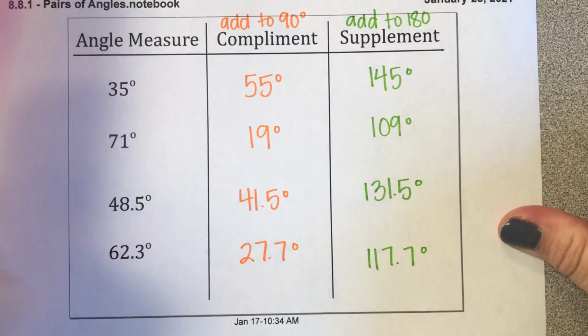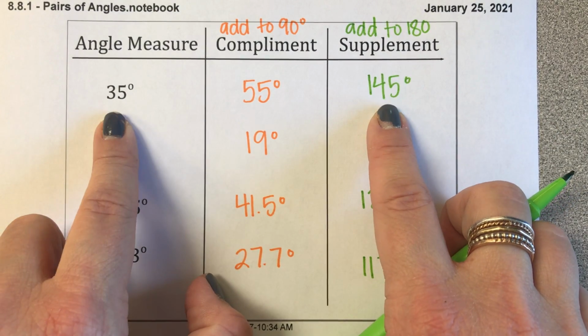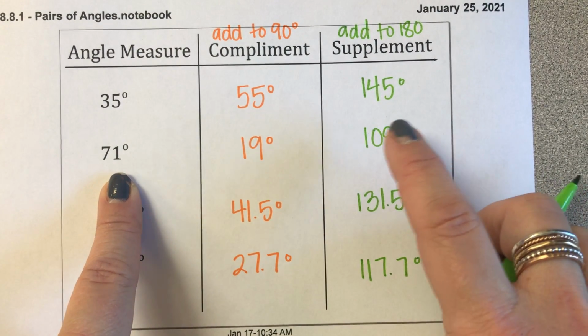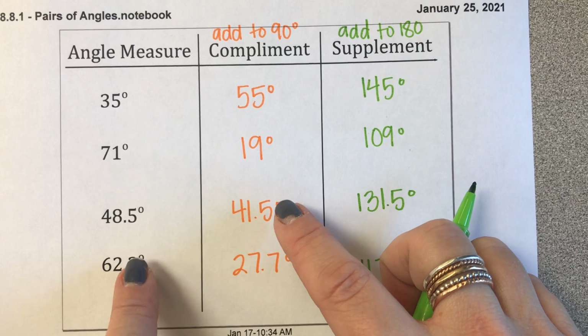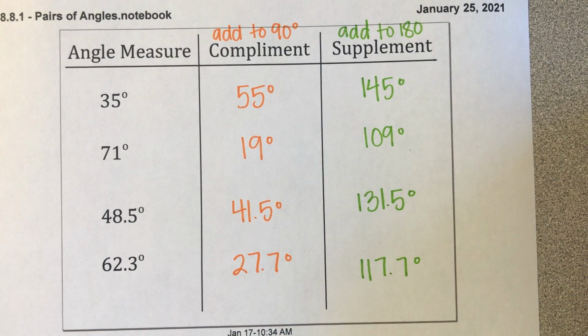is 117.7 degrees. So we found the complement of 35 and the supplement of 35, the complement of 71 and the supplement of 71, the complement of 48.5 and the supplement.